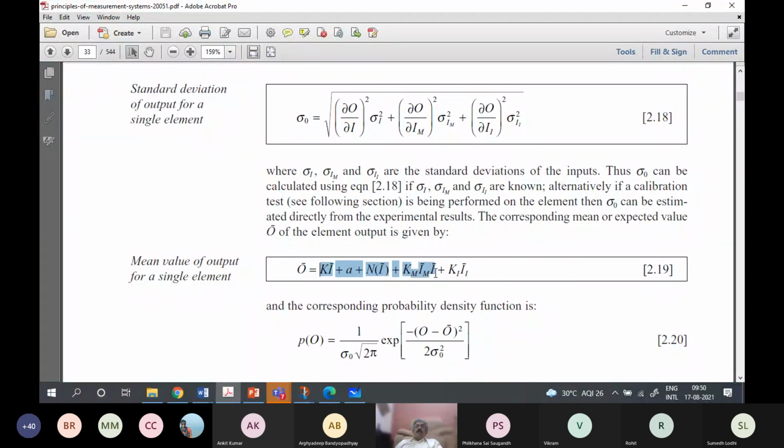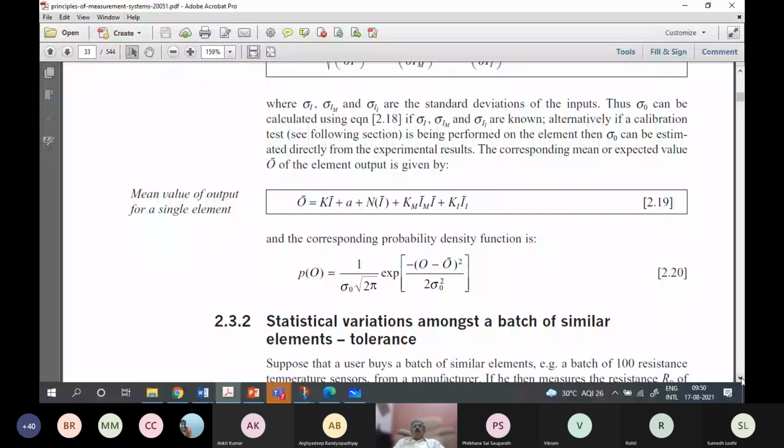Here all the bar quantities are the corresponding means, and the standard deviation of the random variable of the output will be given like this, right? Possibly you assume this to be Gaussian, which is usually a reasonable assumption, but it is not necessary to model it as Gaussian. So then you can characterize the variation of output using this.